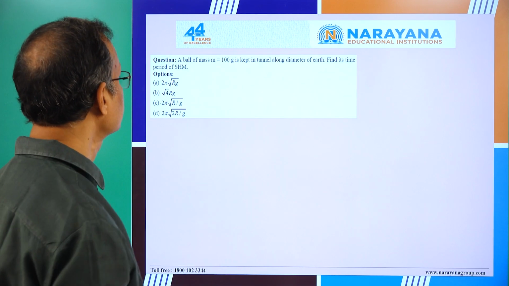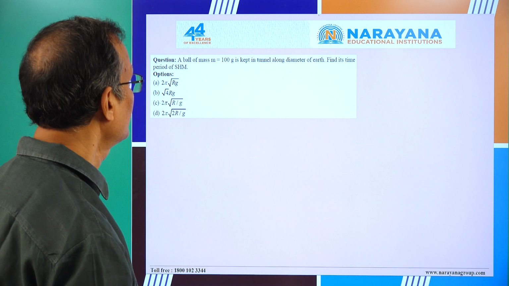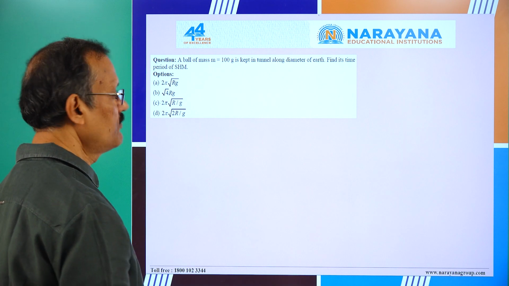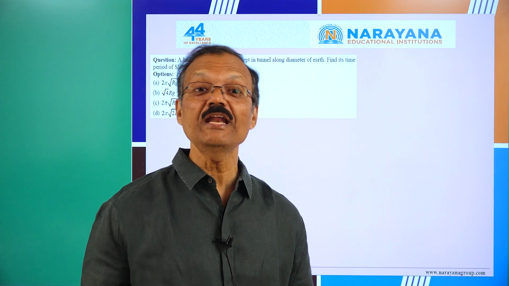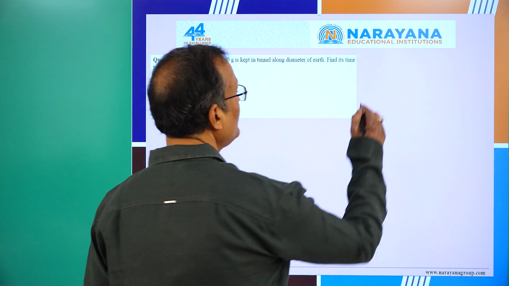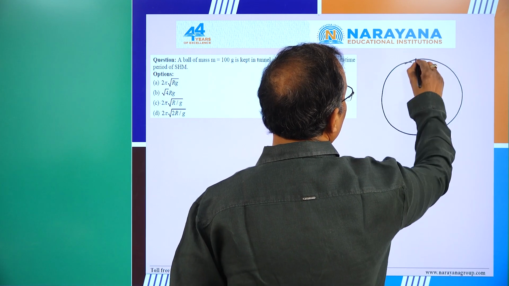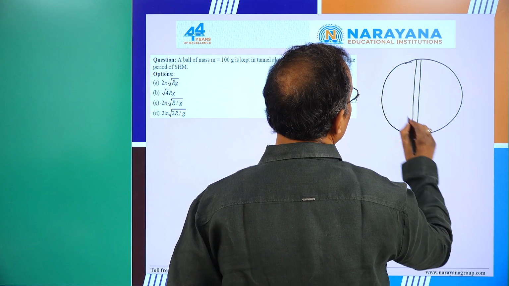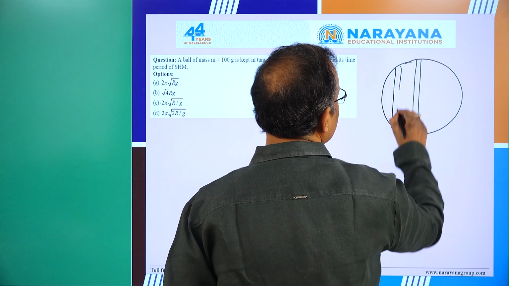A ball of mass 100 gram is kept in a tunnel along the diameter of Earth. Find its time period. You take Earth, anywhere you dig a tunnel. No need to solve also, beta. This is Earth. You dig a tunnel like this. You dig the tunnel as you wish. You dig the tunnel like this.